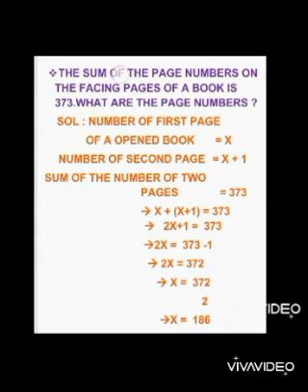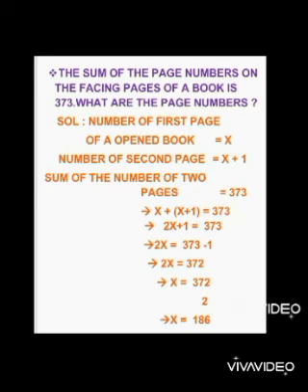The sum of the page numbers on the facing pages of a book is 373. What are the page numbers? So let us first consider the page number of the opened page is equal to x, and the second page will be plus 1, isn't it? So x plus 1. The sum of the numbers of the two pages together they have given is 373. Now we have to add two consecutive pages, x plus x plus 1, which is equal to 373.